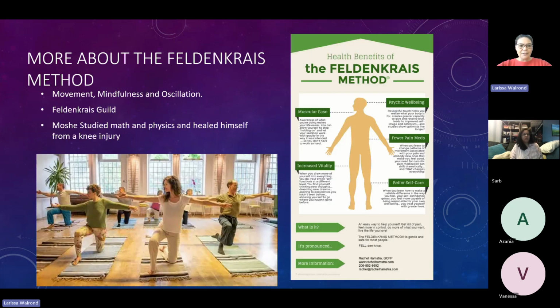Okay, so more about Feldenkrais. The big takeaways for me with Feldenkrais were movement, mindfulness, and oscillation. So you're being mindful while doing movement that oscillates. You do a movement and then you do another movement. You oscillate between the 2 movements. Then you add a third movement and then you oscillate between 1 and 3 and then 3 and 2. And so it creates this kind of trifecta of the mindfulness, the movement, and the movement between movements that creates this big overall pattern.